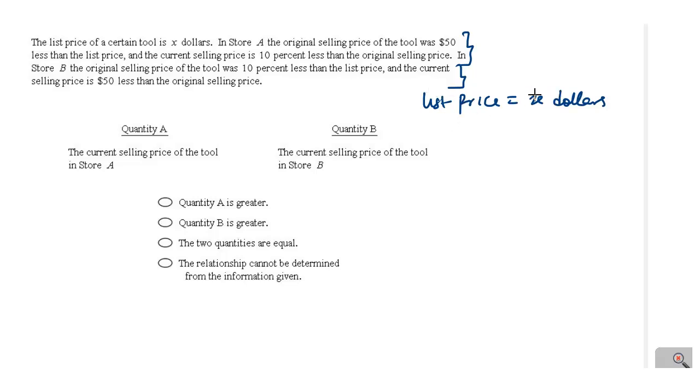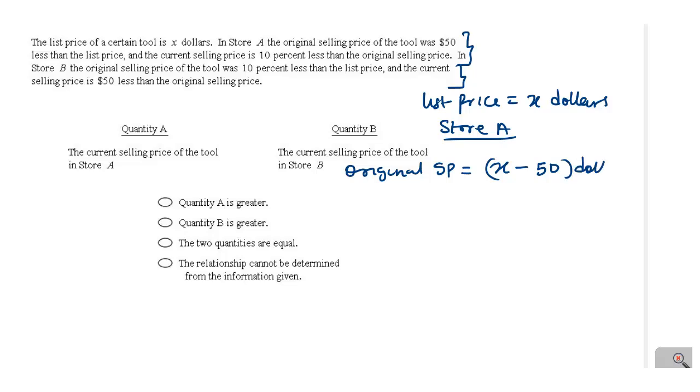We already know the list price. The list price is what? X dollars. Let me write it better. X what? Dollars. Okay, so let's look at what happened in store A. So in store A, we have that the original selling price is $50 less than the list price. That will be what? That is X minus what? 50 what? Put into bracket dollars.